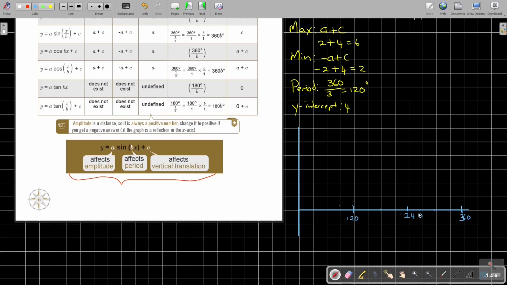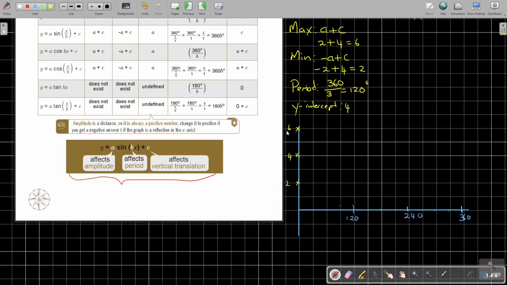And then I can also go and mark my minimum value. My minimum value is going to be 2, and my maximum value is going to be 6: 1, 2, 3, 4, 5. It's going to be there. And the y-intercept is going to be in the middle, and the middle there is going to be 4. Are you with me? So there's 4, there's 2, there's 6.